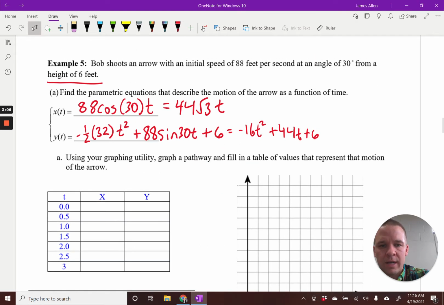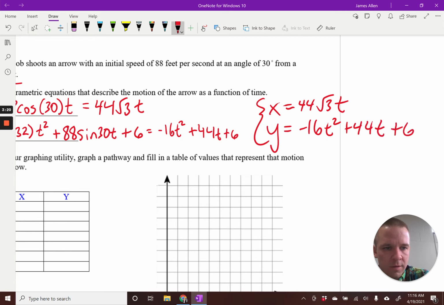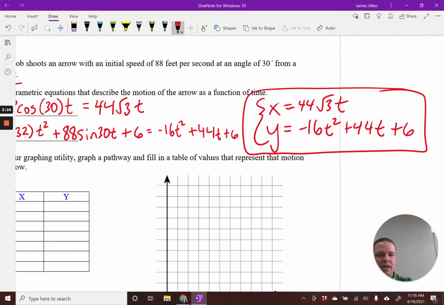Now, I will go ahead and write this as our parametric here. X is equal to 44√3t. Y is equal to -16t squared plus 44t plus 6. There we go. Nice and simplified. Looking wonderful. Great stuff. Okay.